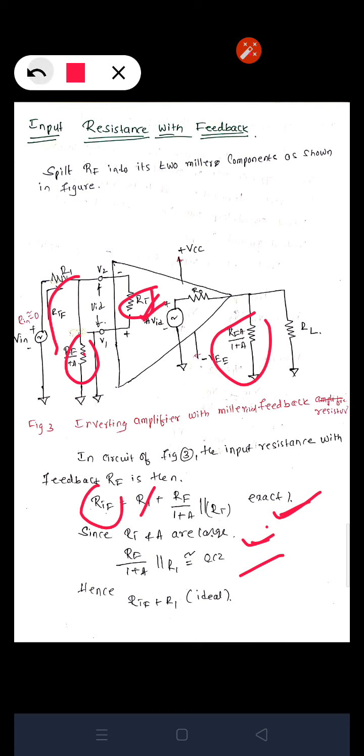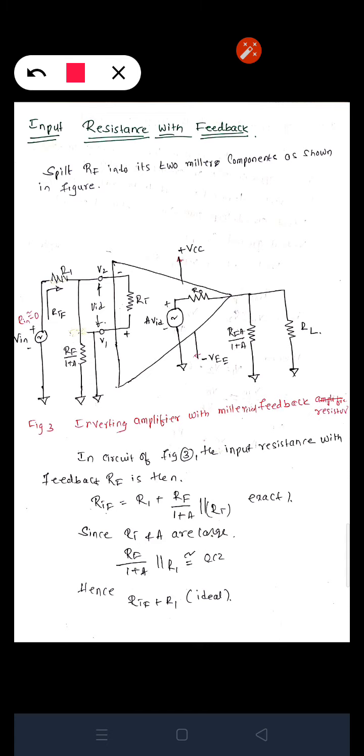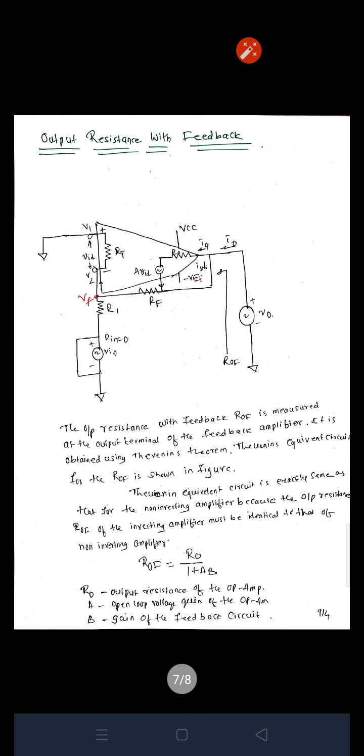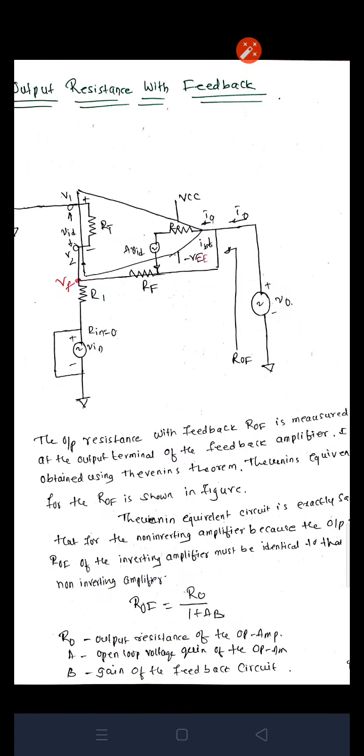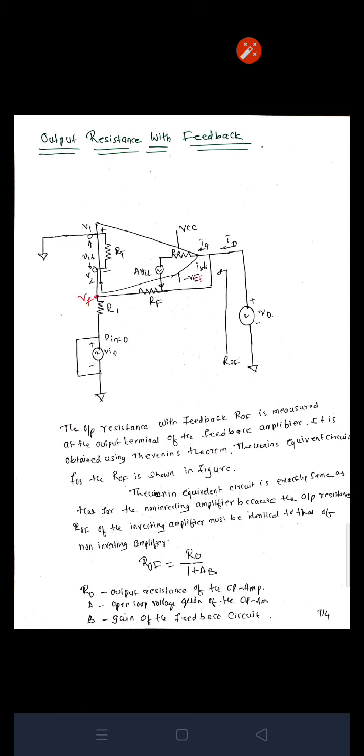Now we are going to study the next case, output resistance with feedback. This is the circuit for output resistance with feedback for voltage shunt feedback. We short the input so that the output resistance with feedback, that is R0F, is measured at the output terminal of the feedback amplifier.